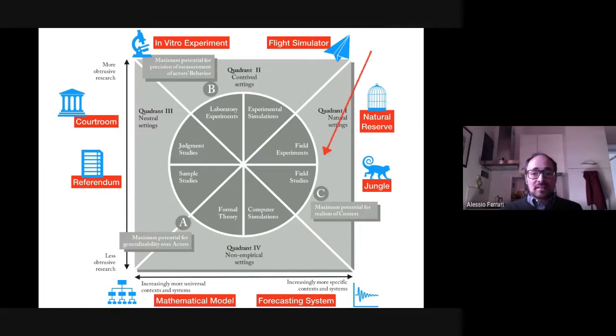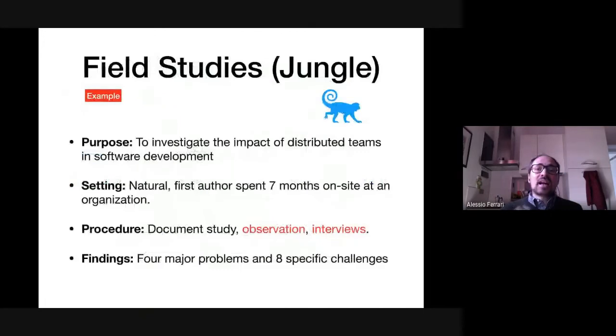So let's start from the natural settings. Field studies. I will always start here with an example, and then I will list the characteristics. In this example of a field study, they wanted to investigate the impact of distributed teams, so teams located in different geographical areas, in software development. So is it better to have the people all together in the same building, or having them in different parts of the world? The setting was natural, and the first author of the study spent 7 months on site at one of the organizations. He studied the documents, made some observations and some interviews. So he used multiple data collection methods and identified 4 problems and 8 specific challenges.